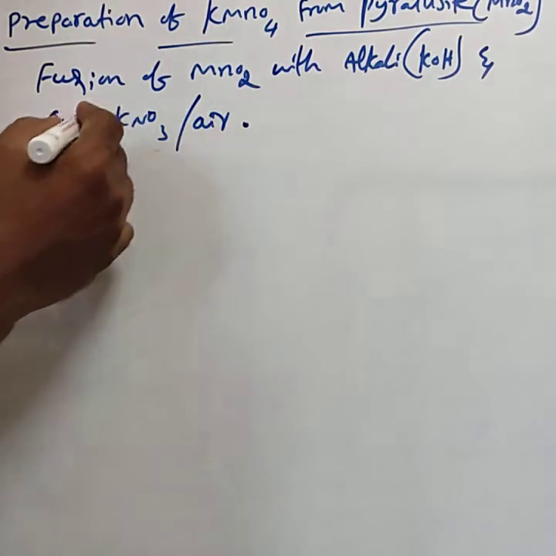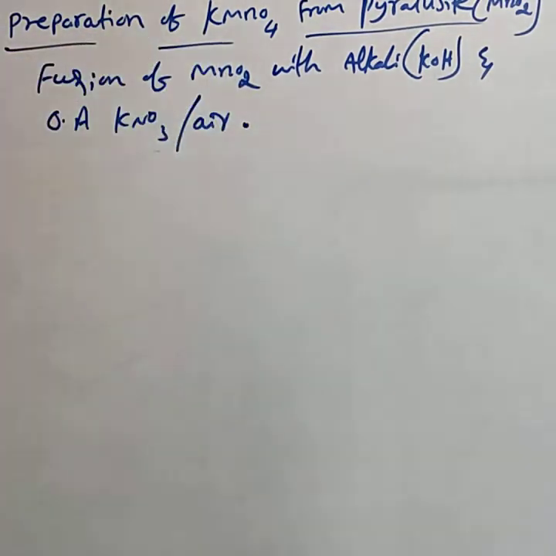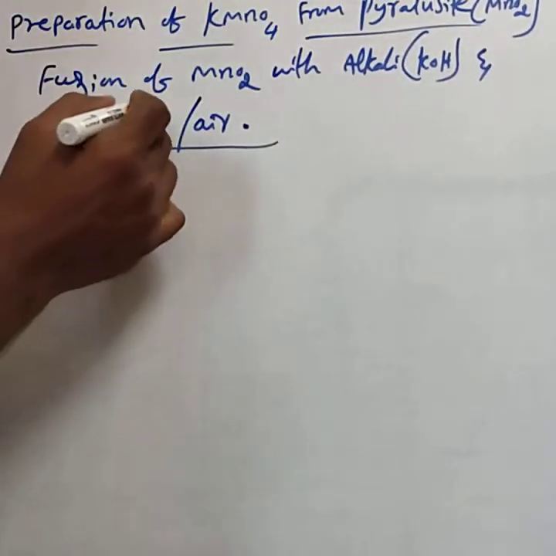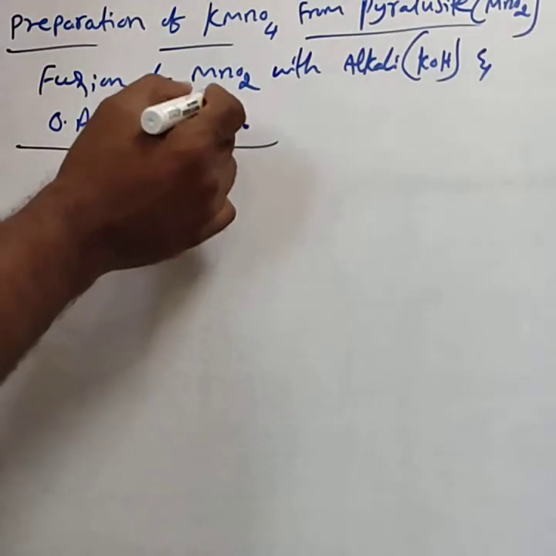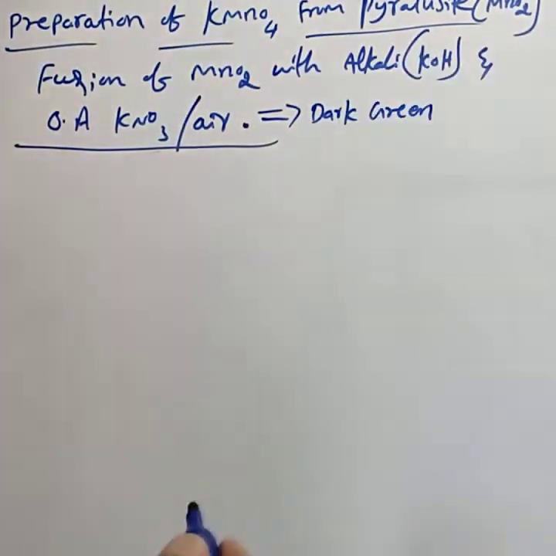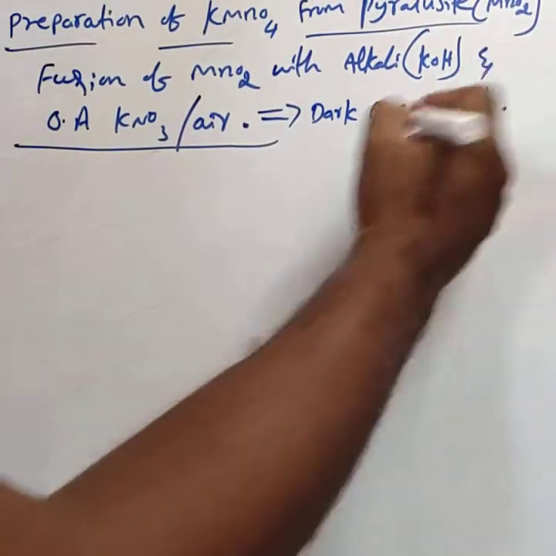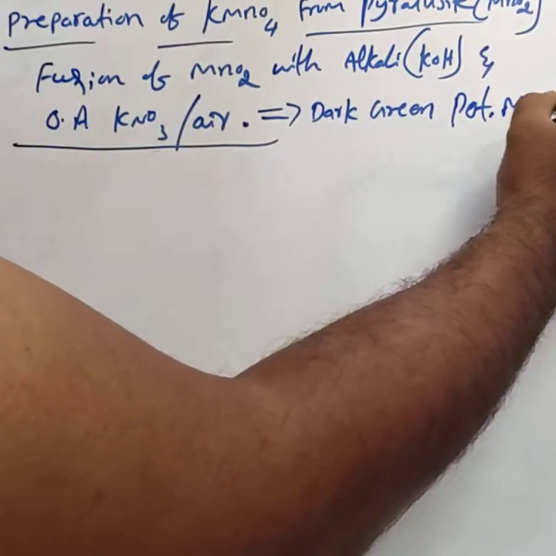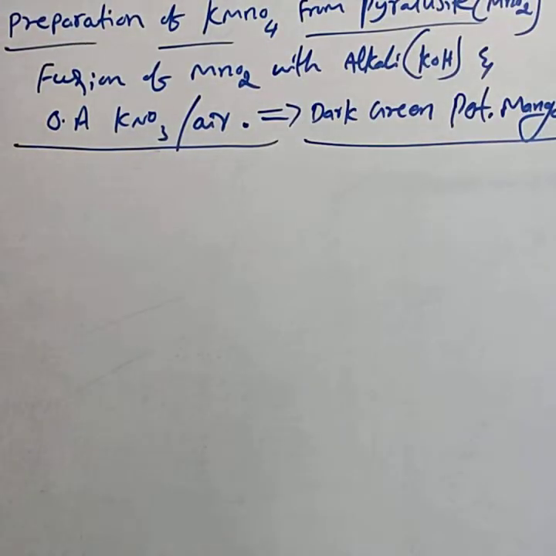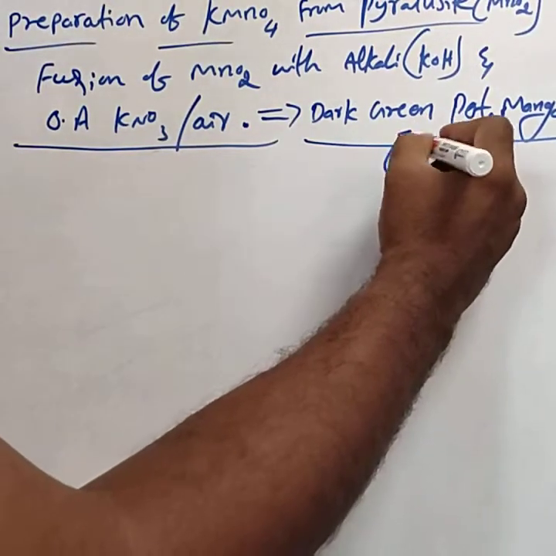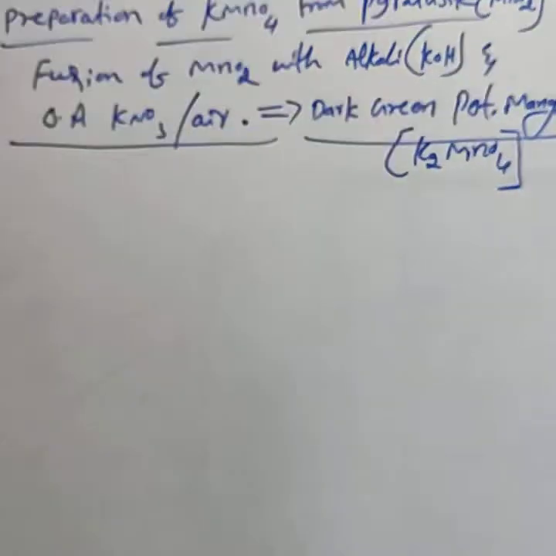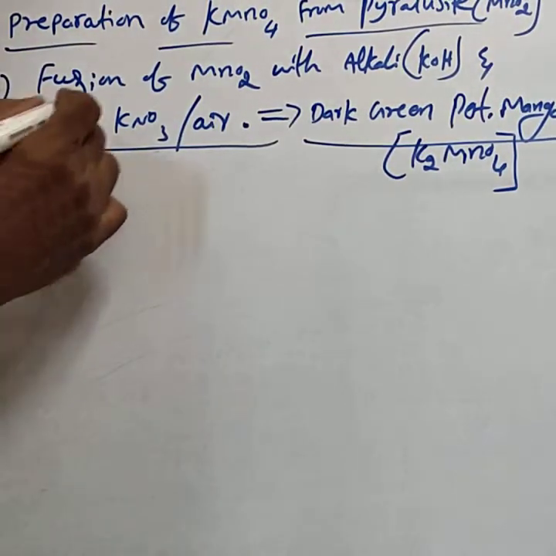For the reaction purpose, we are using air. This is the first point. Fusion of pyrolusite with an alkali like KOH in the presence of an oxidizing agent like potassium nitrate or air gives a dark green compound called potassium manganate, not permanganate. Its formula is K2MnO4. KMnO4 is potassium permanganate, and K2MnO4 is potassium manganate. This is the first step. Next we will write the reaction.